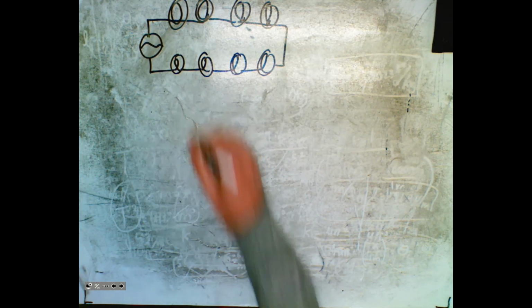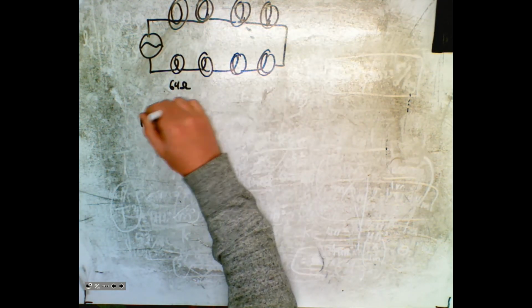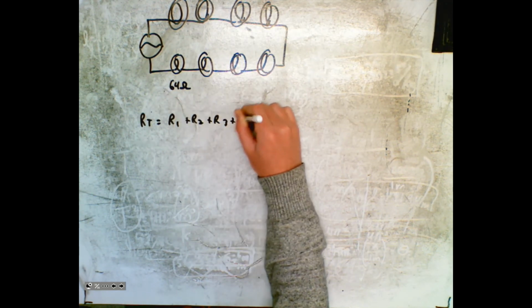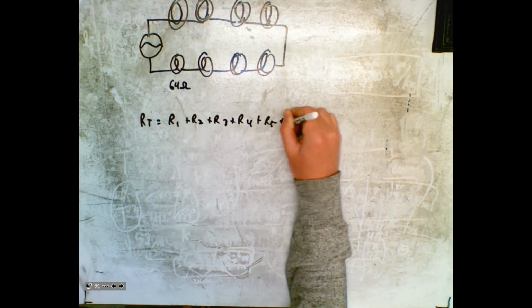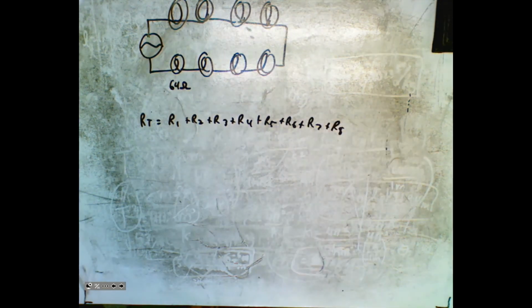Well, it told us that each bulb is 64 ohms. So to find the resistance total, we just have to go resistance 1 plus 2 plus 3 plus 4 plus 5 plus 6 plus 7 plus 8, which is a little bit ridiculous. I should have made this smaller.